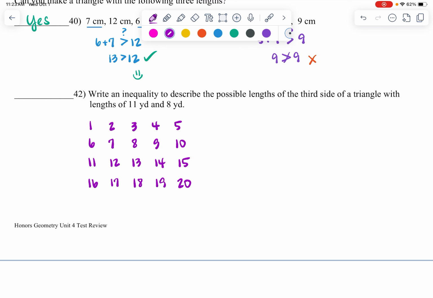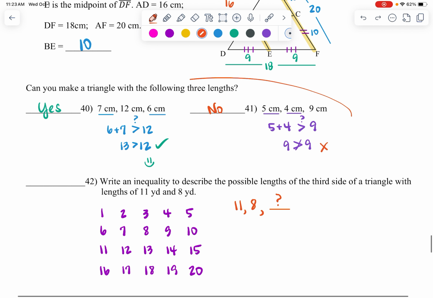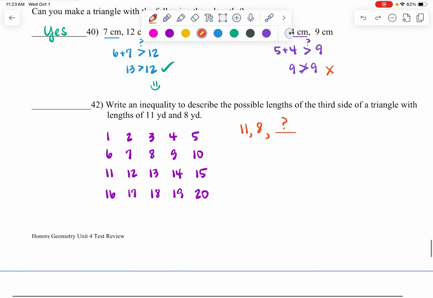Okay, I'm just going to stop at 20. So you're basically going to go through every single one of these numbers and ask yourself, if the sides were 11, 8, question mark, which of these numbers could be the third side of a triangle? We're just using the triangle inequality theorem here.